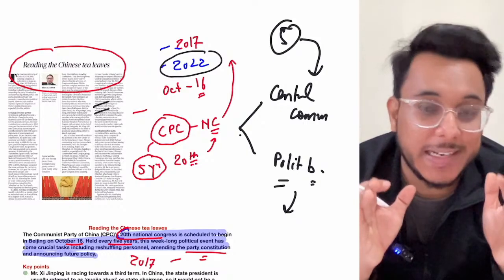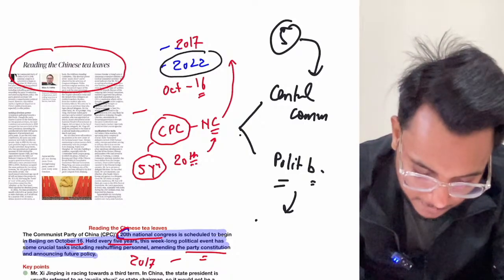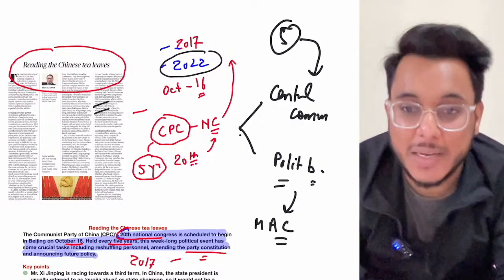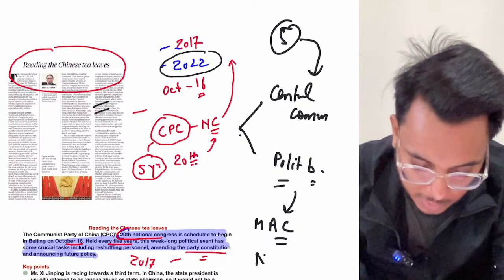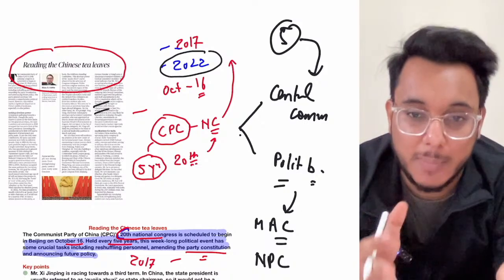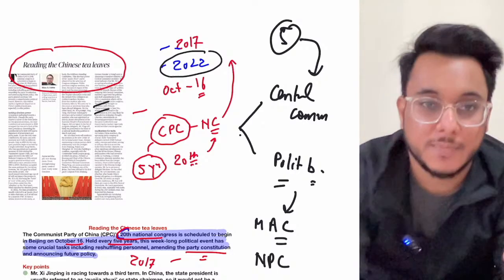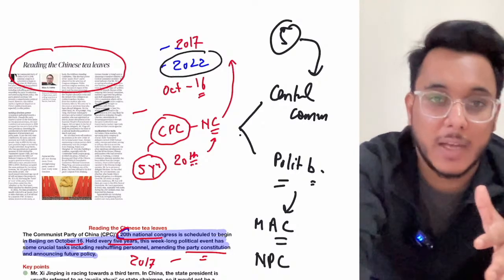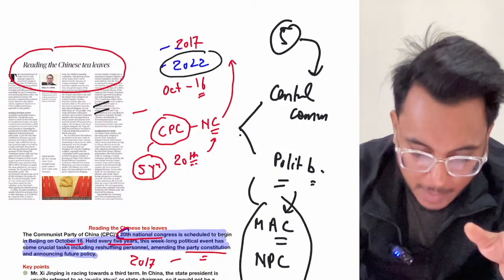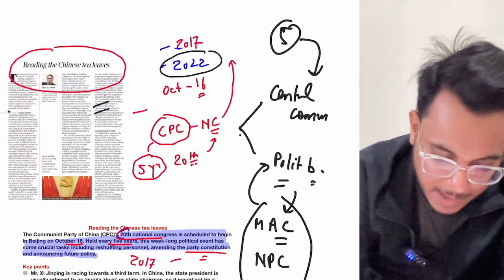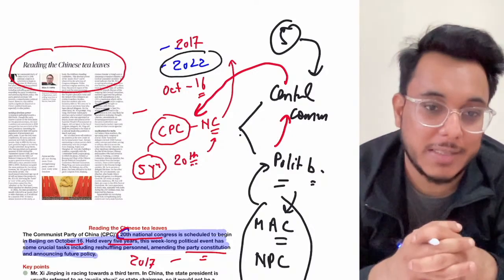It is the body which contains the most important organizations in China. For example, the Military Affairs Commission, which settles all the matters of the military. It controls the National People's Congress, which is the parliament. Okay, State Council. Now what is the State Council? The State Council is the administrative wing of the Chinese government. So all these particular committees will be held by the Politburo, and the Politburo will be appointed by the Central Committee, and the Central Committee will be appointed in this National Congress that is going to be held.